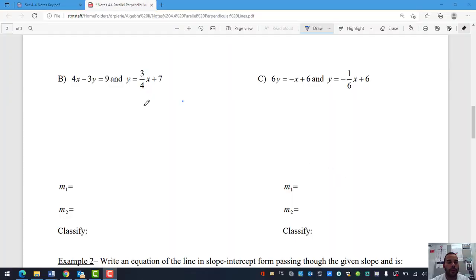All right, so let's do another example here. They're giving us two different lines. We have to classify if these lines are parallel, perpendicular, or neither. And the way we do that, once again, is by looking at the slopes.